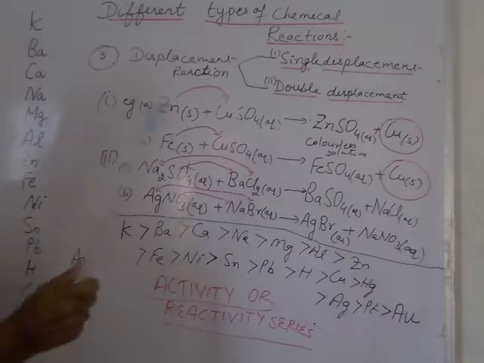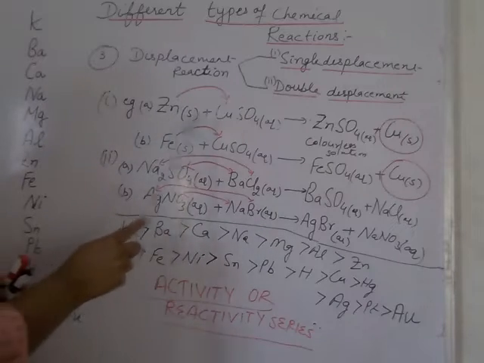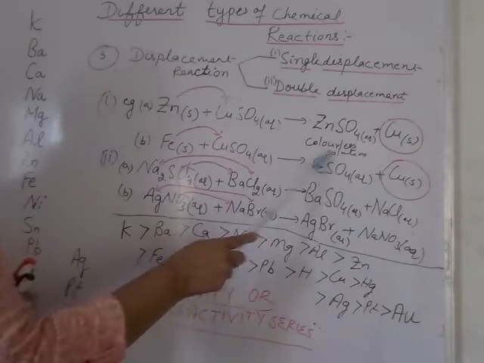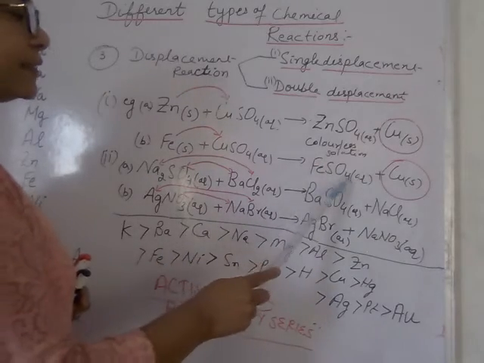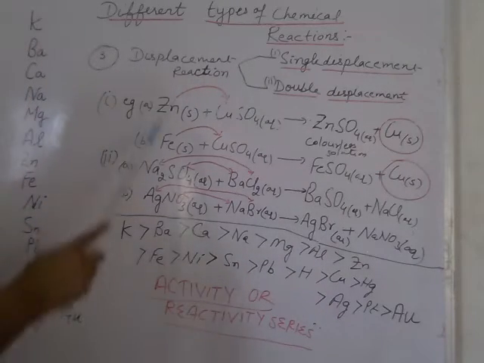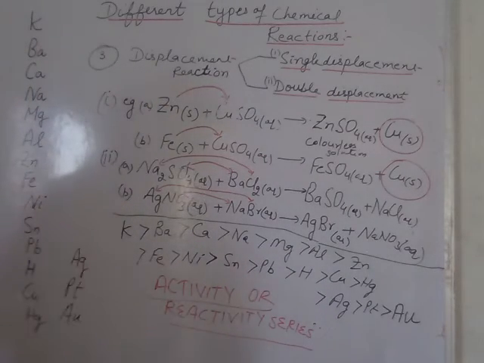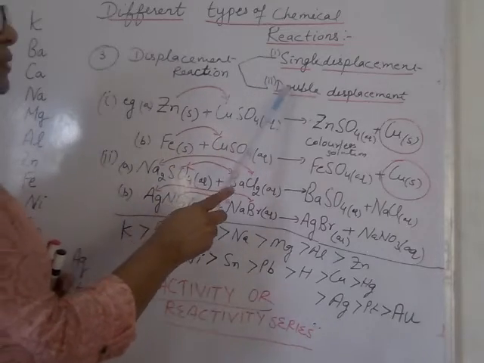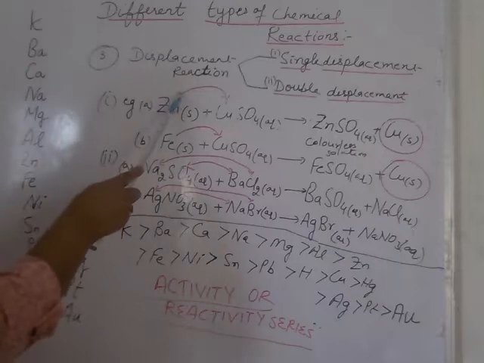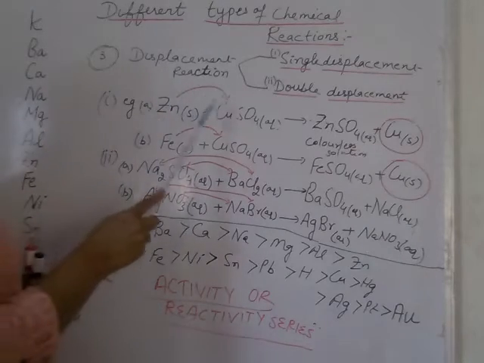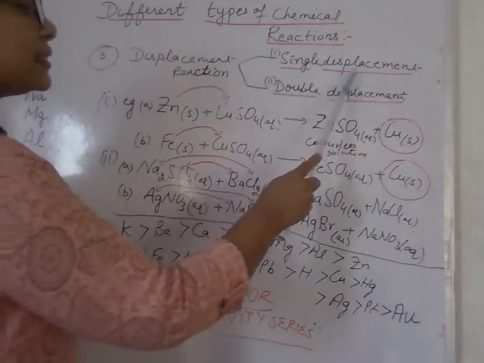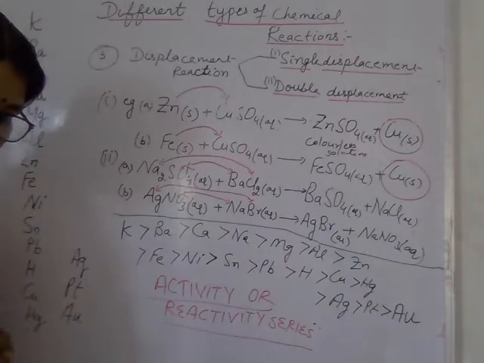Similarly, what happens when we dip iron rod in copper sulfate aqueous solution? Then we will get a green color solution of iron sulfate and copper will be displaced. So this is a displacement reaction. Actually, it is of two types, single displacement and double displacement. So these two examples where an element displaces another element from its salt solution, that is called single displacement reaction.